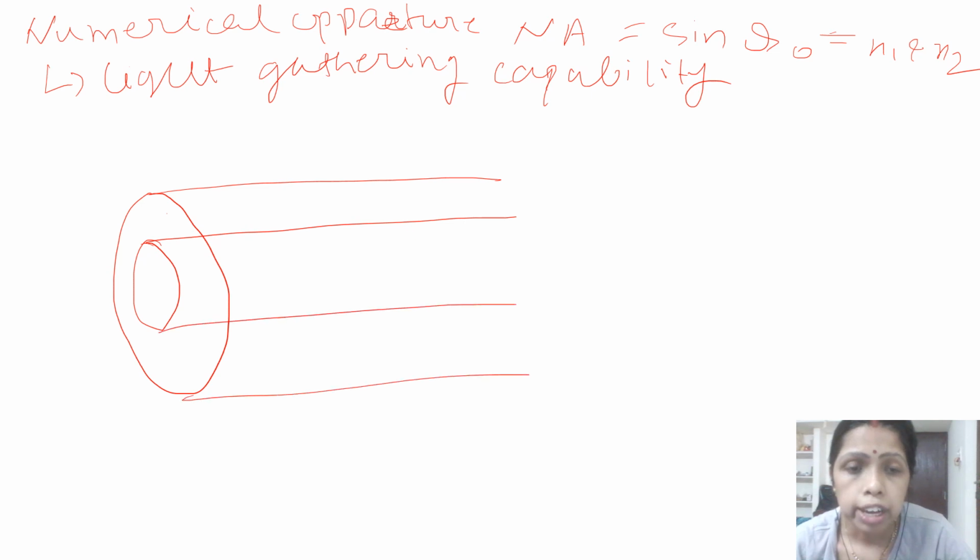So for that, this is the fiber axis. We have to apply Snell's law between eta naught and eta 1, and again Snell's law between eta 1 and eta 2. So by knowing this, we can derive the equation.